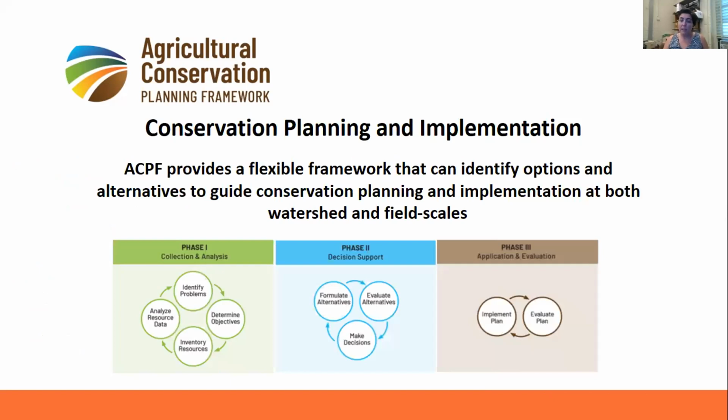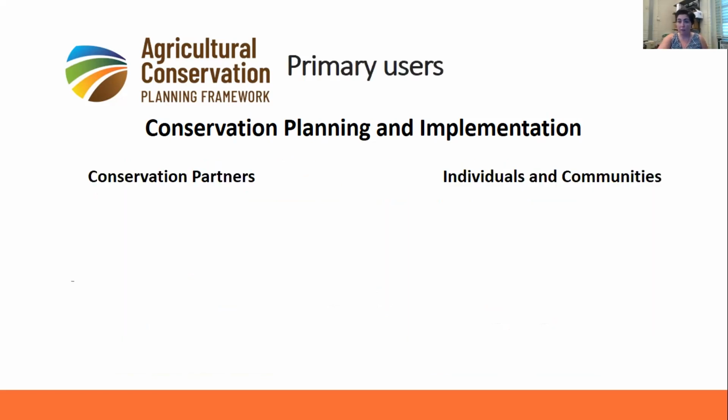So like Rebecca said, ACPF does a lot of work with conservation planning and implementation. The ACPF is a decision support tool that is used to inform conservation planning and implementation, and can be applied at both watershed and field scales. So like Rebecca was just saying, it can help create maps that inform priorities and can help decision-making, as well as help with implementation. So it kind of has the full gamut from collecting and analysis, to decision support, and implementation.